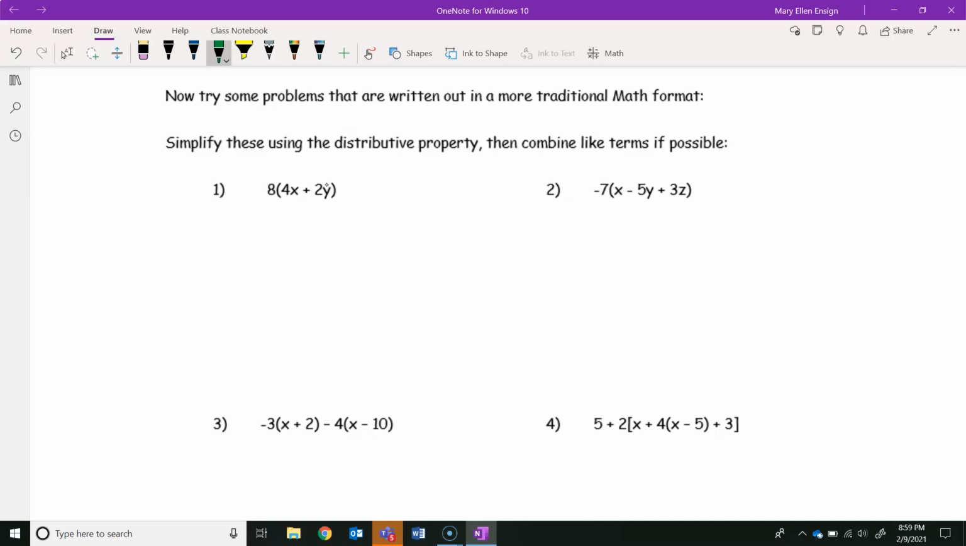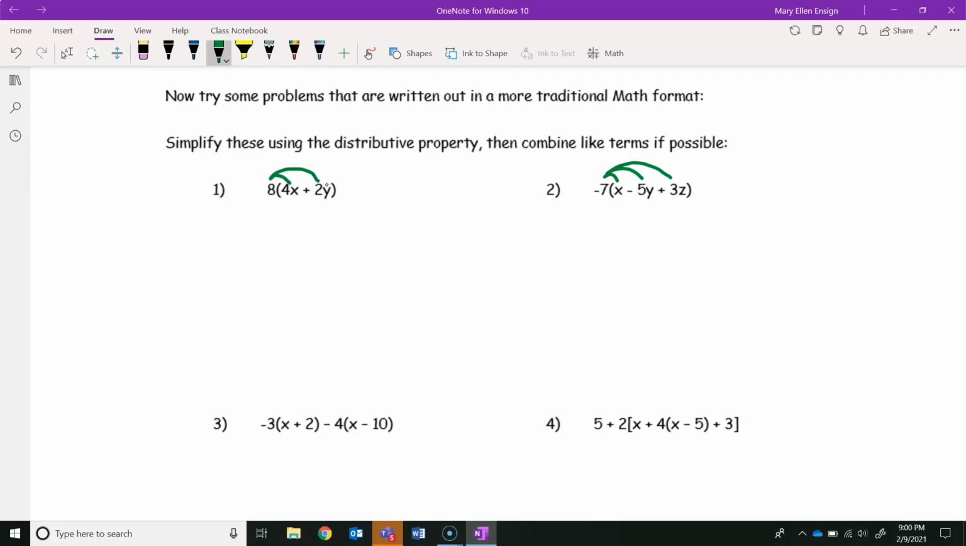If you want to think of a scenario in your head, think of this as what I need for 1 cake, and I have 8 cakes, right? Or this is what I ordered in 1 box, and I got 8 boxes of those. So all of these have to be multiplied. You're going to multiply that 8 by both of those. Over here, you're going to multiply -7 by each of these in parentheses.